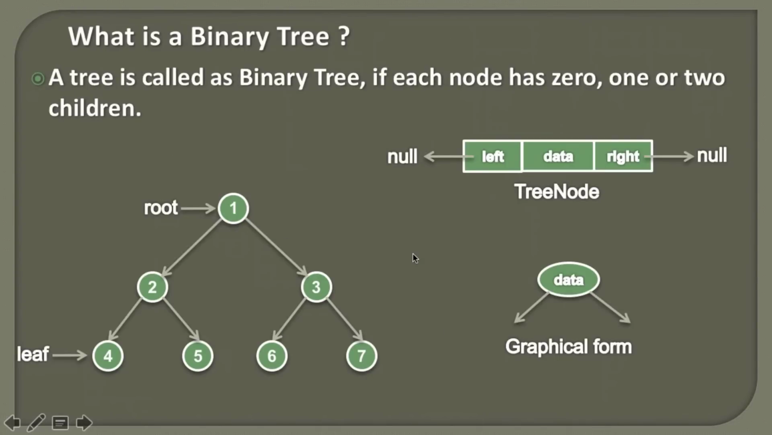So friends, what is a binary tree? A binary tree is a special kind of tree where each node has 0, 1 or 2 children and not more than that. It can have 0 children, 1 child or at max 2 children.